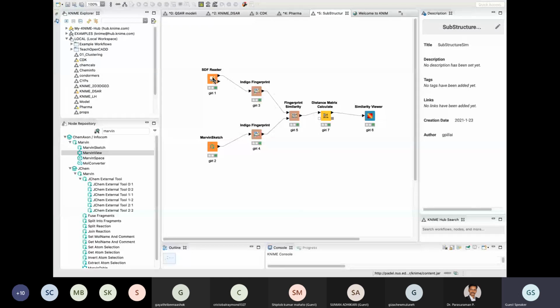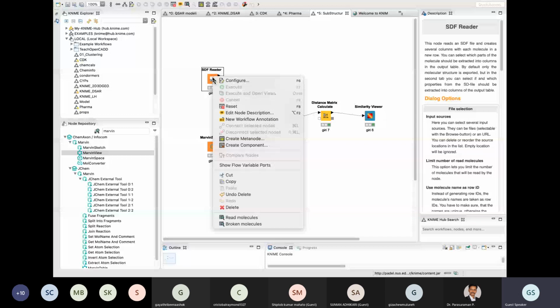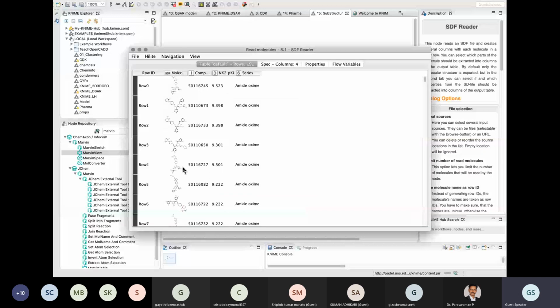Now SDF, it has been read. We wanted to see whether it is read properly or not. Click the right button. At the bottom, you can see read molecules. You click it, you will be able to see whether the molecules are read or not. You will be able to see the content of the SDF file that is being read.